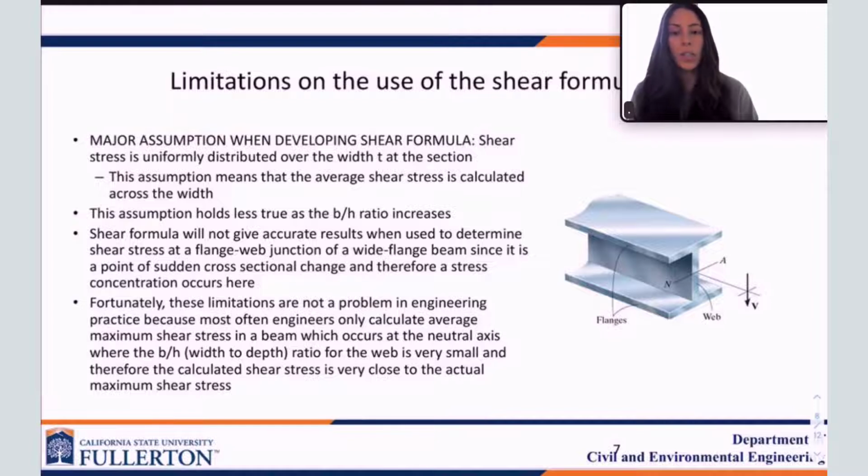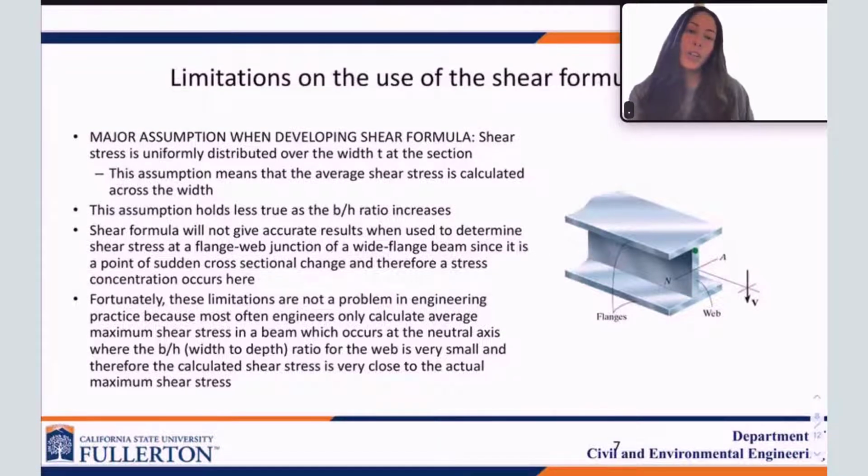The next part is not an assumption but a limitation: this formula gives inaccurate results at the junction between the flange and the web of an I-beam. That would be these points right here. We're not going to use this formula to calculate the shear at those specific points where the width changes suddenly from this small to this large. We have something called stress concentration, so we'll have another formula in the code that gives us a factor that we can multiply. But we're not going to directly apply the formula for shear stress when we are trying to calculate the shear stress at that junction.